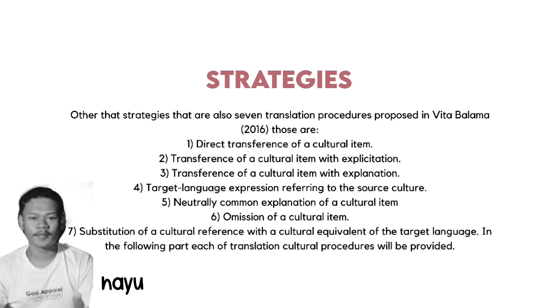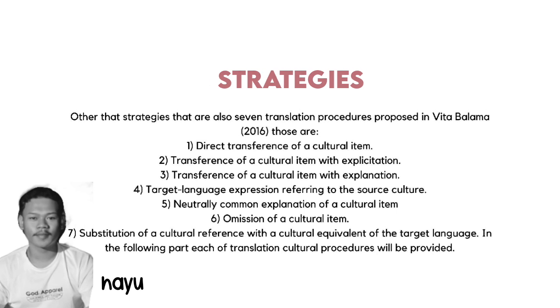Those are: number 1, direct transference of a cultural item. Number 2, transference of a cultural item with explicitation. Number 3, transference of a cultural item with explanation. Number 4, target language expression referring to the source culture. Number 5, naturally common explanation of a cultural item. Number 6, omission of a cultural item. Number 7, and the last one, substitution of a cultural reference with a cultural equivalent of the target language.